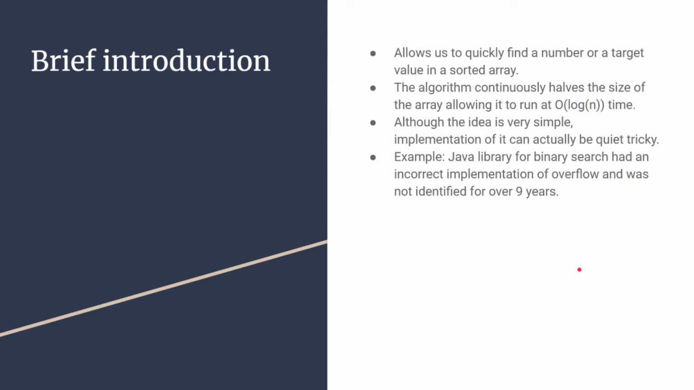Binary search allows us to quickly find a number or a target value in a sorted array. The algorithm continuously halves the size of the array, allowing it to run in O(log n) time. Although the idea is very simple, the implementation of it is actually quite tricky. An example of this is the Java library for binary search, which had an incorrect implementation for overflow and was not identified for over 9 years.